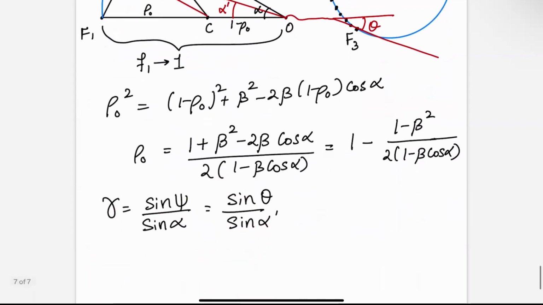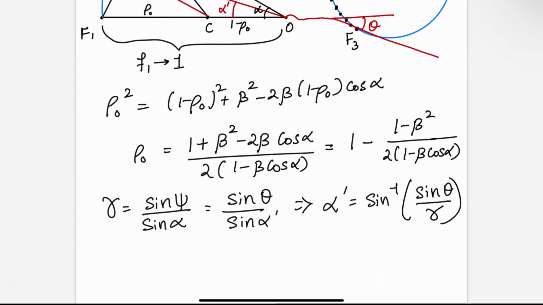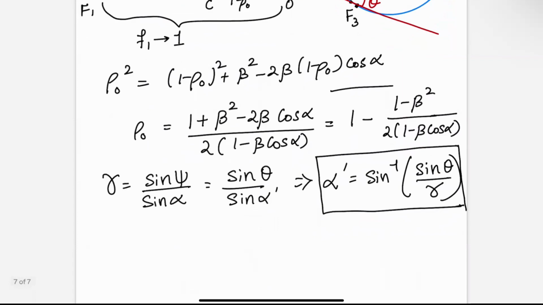So from this, we can say that for a given exit angle theta, alpha prime is sine inverse of sine theta divided by gamma. That's another important equation. Okay, and even this is important, so I'll just put this in brackets.